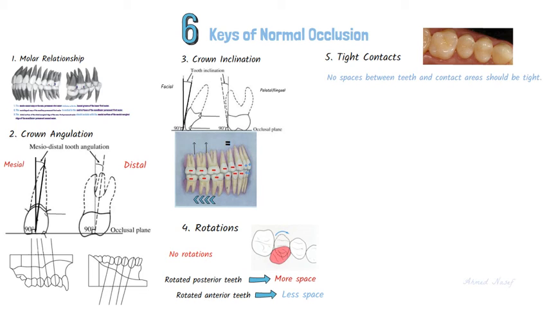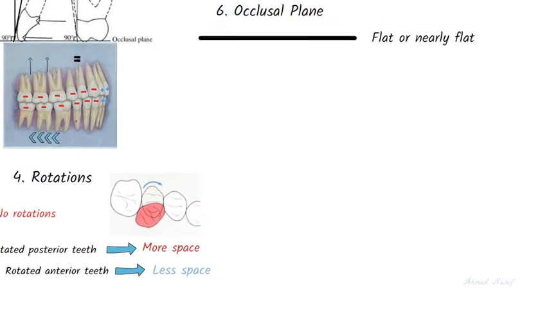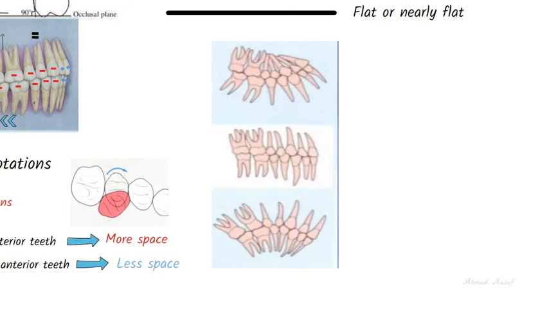The last key is the occlusal plane. And the occlusal plane is an imaginary line in which the teeth meet in occlusion. In normal occlusion, the occlusal plane should be flat or nearly flat. In other words, if the occlusal plane is not flat, it could have a deep curve or exaggerated curve of Spee, or a reverse curve of Spee.